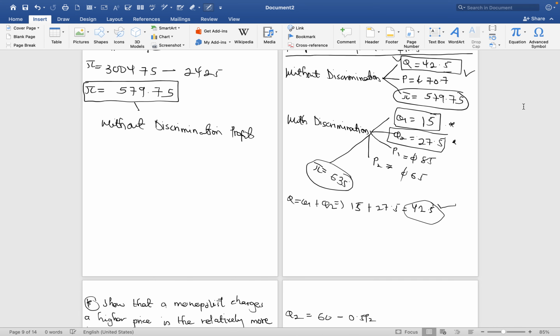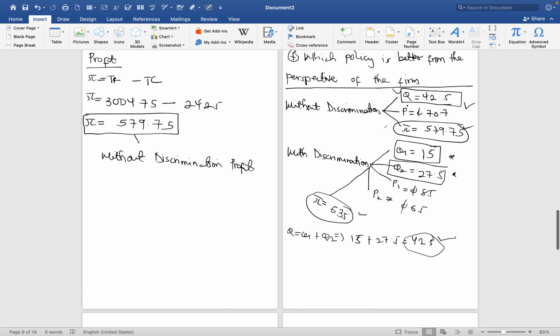So without discrimination, we have a profit of 579.75. With discrimination we have a profit of 635. So although we were discriminating between prices, we had a higher profit as compared to that of what? Without discrimination. So the policy recommendation would be, I would prefer the monopolistic producer to choose to discriminate between prices as compared to without discrimination.